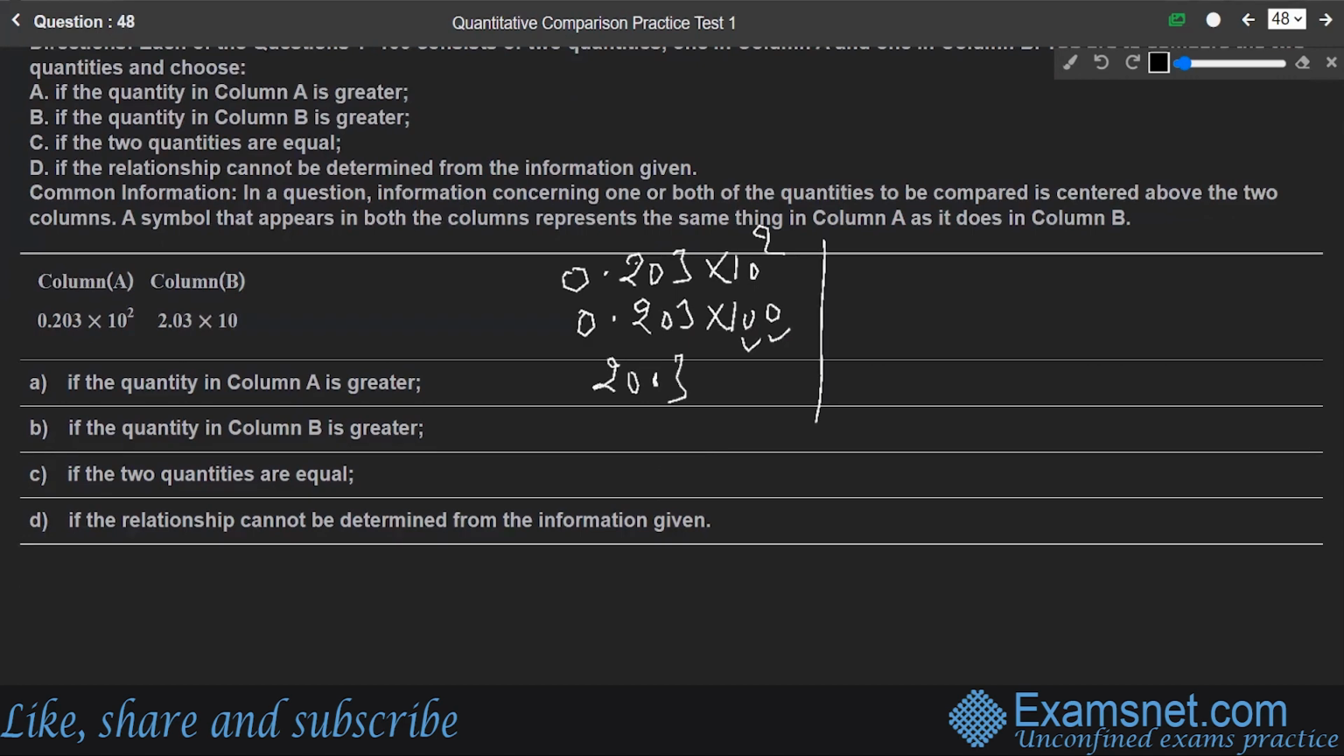Column number B has how much? 2.03 into 10. So the decimal will be shifted one place right. So it will also become 20.3. So both the numbers are equal.